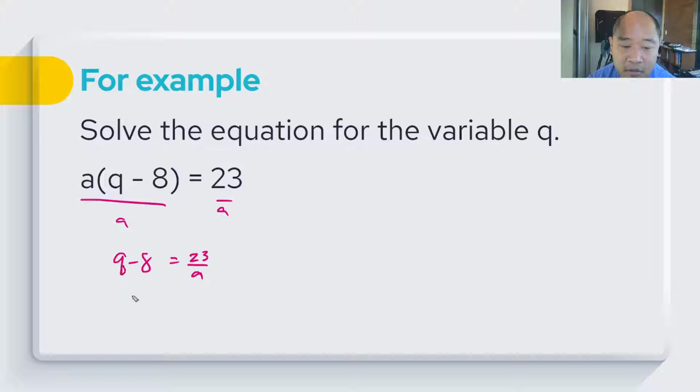Actually, I should probably add a little thing here just to differentiate the a from the q, otherwise they look kind of similar. And then we want to add the 8 to both sides, so q equals 23 over a plus 8. And there we have it. We've done it twice now.